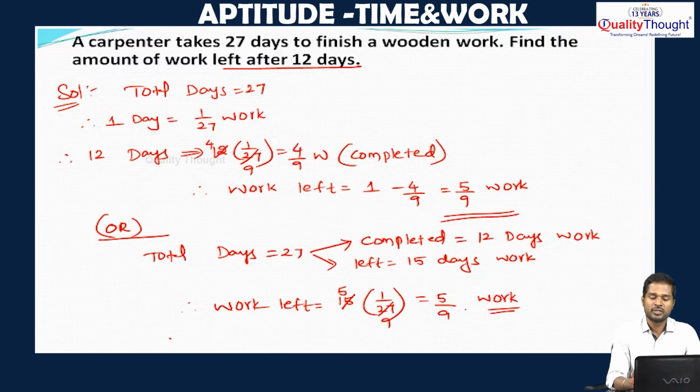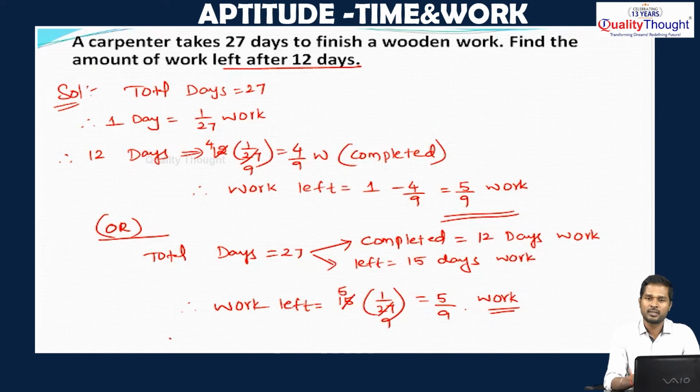See, the first one is the traditional method, where we converted the total days into 1 day work, then we compared it with 12 days work. What is the value we got? We subtracted that value from the total work which is equal to 1.